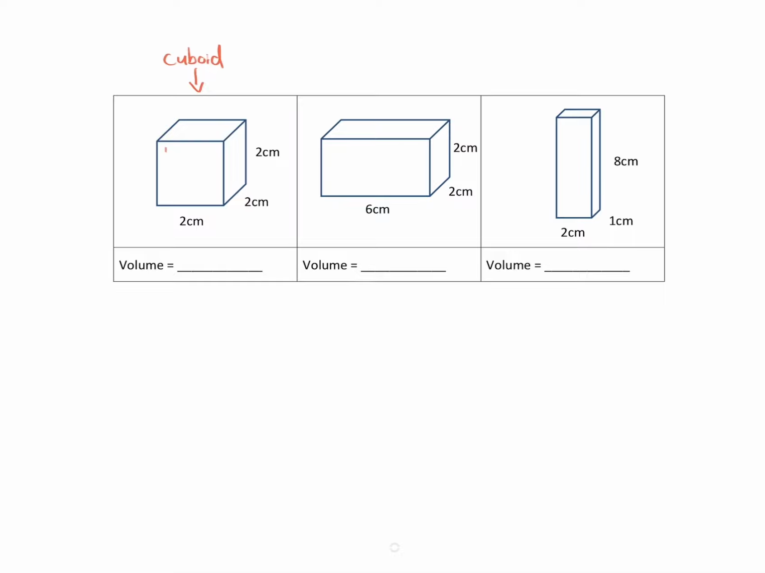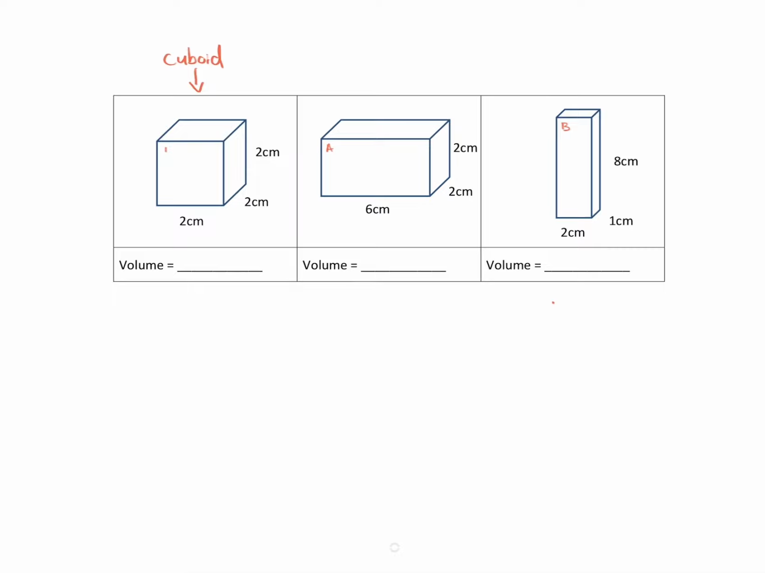Now this is different, okay? This is sometimes called a rectangular prism. All right. So this is different than a cuboid. And then this is also a rectangular prism. This one here is a rectangular prism, and so is this one. So how do we figure out the volume of the shapes?